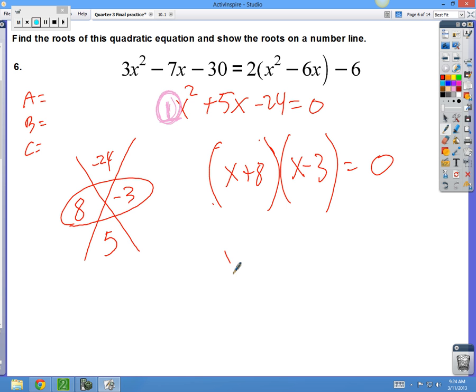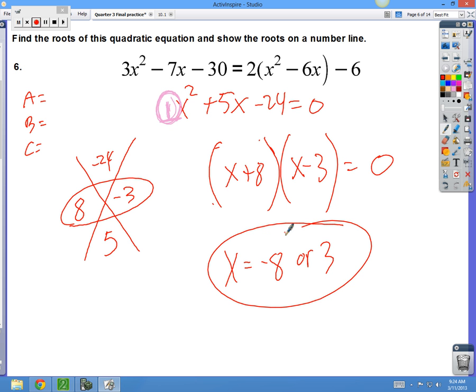Your solutions have got to be a negative 8 or a positive 3. Because if you plug a negative 8 in there, it's going to give you 0. 0 times this quantity is 0. And if you plug 3 in there, it's going to give you 0. So that one was actually very intimidating to look at, but it's actually pretty easy to do. Not bad.